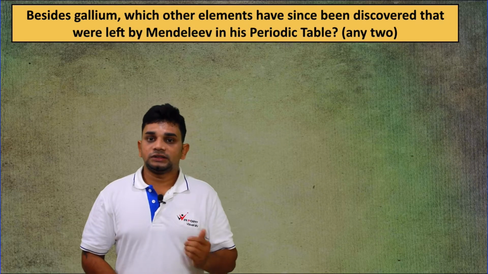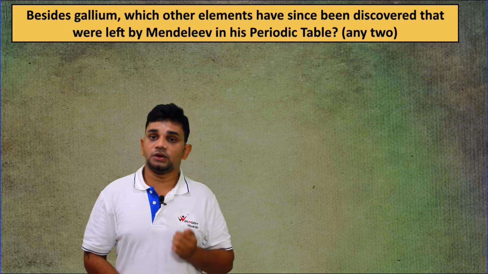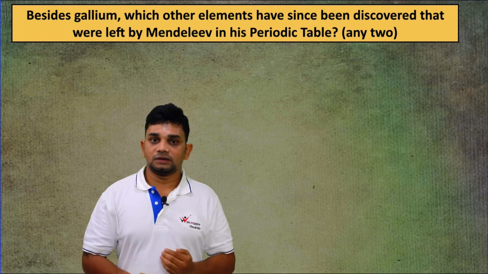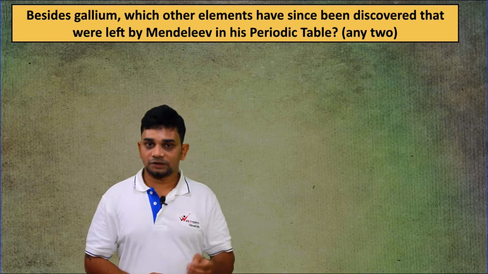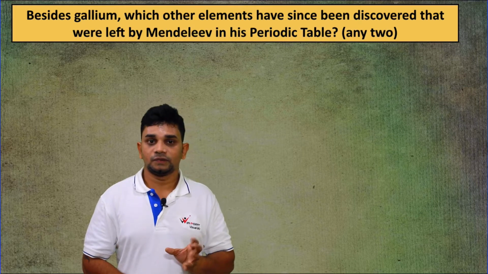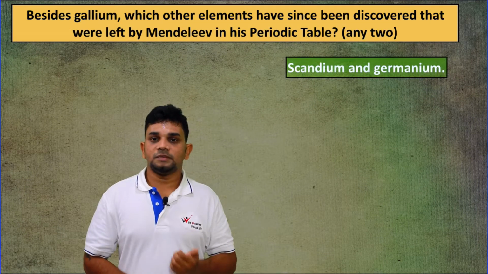Besides gallium, which other elements have since been discovered that were left by Mendeleev in his periodic table? Any 2. There was a prediction done by Mendeleev. He predicted the properties of some of the elements. The question is, what are those elements? Gallium. Other 2 examples are scandium and germanium.